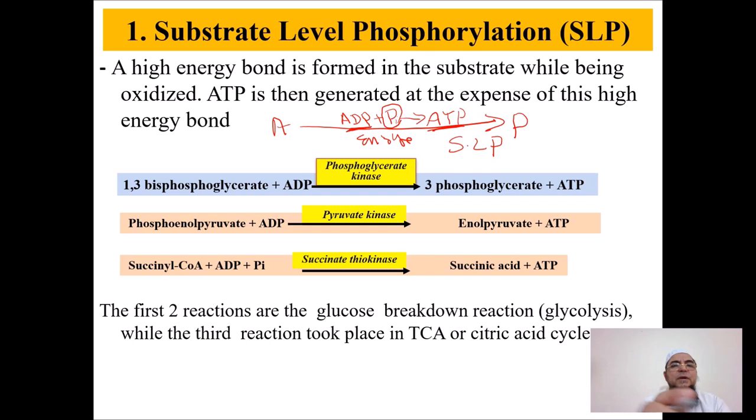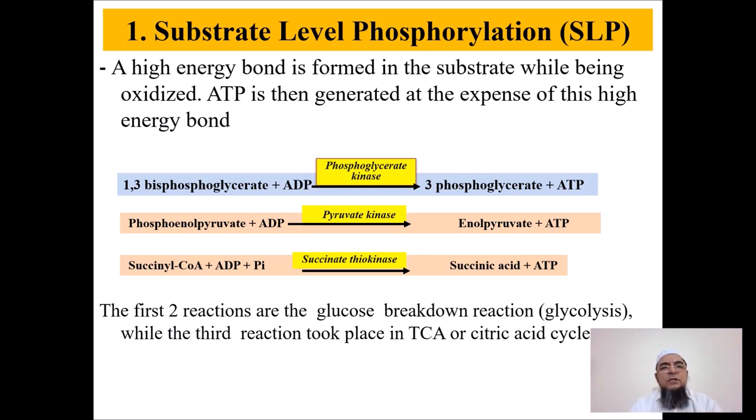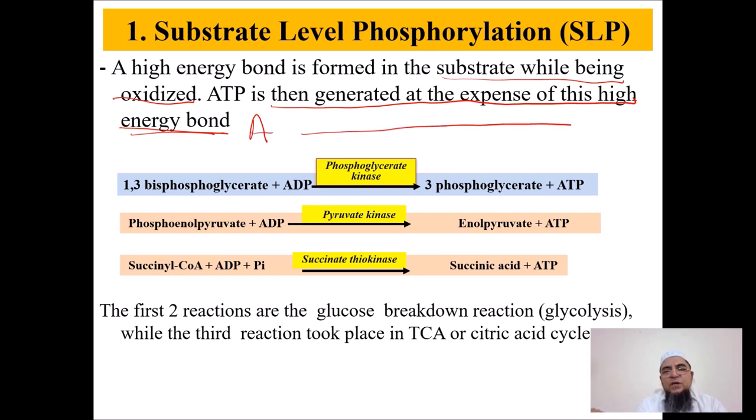substrate level phosphorylation. What happens here in substrate level phosphorylation? A high energy bond is formed while the substrate is being oxidized. ATP is then generated at the expense of this high energy bond. For example, in a reaction, substrate A is converted into product B, and during this conversion, ADP is phosphorylated to make ATP. Because the ATP is synthesized during the reaction at the site of the substrate, we call it substrate level phosphorylation. What are the examples?